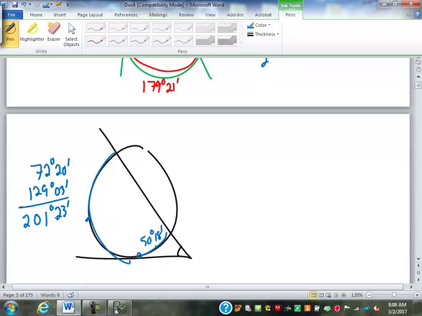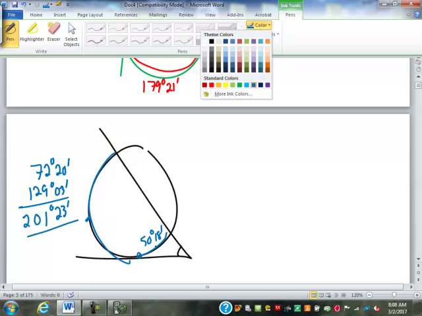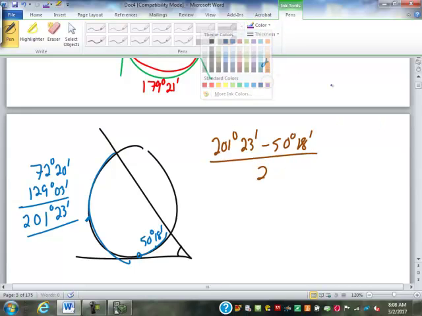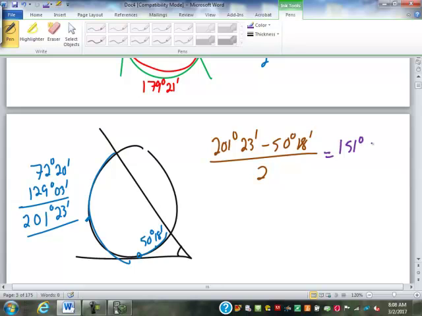So that's 201.23. Again, we're going to follow that same formula: $201.23 minus 50.18, divided by 2. 201.23 minus 50.18 is 151.05. Divided by 2 is 75 degrees, 32 minutes, and 30 seconds.